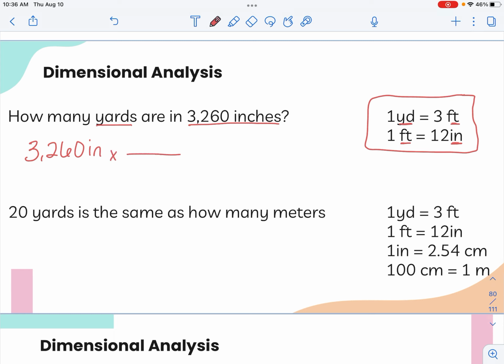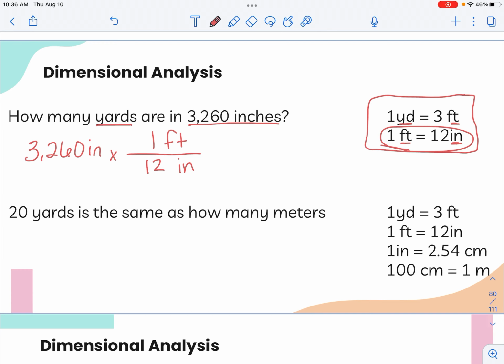So let's think, okay, if I have inches on the top and I want to get it to cancel out, that means I have to put inches on the bottom. And if I look over here, I know that 12 inches are equal to 1 foot. So whatever's on top and the bottom has to be equal to each other.